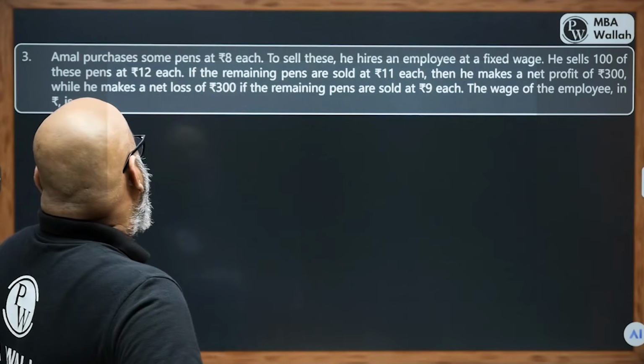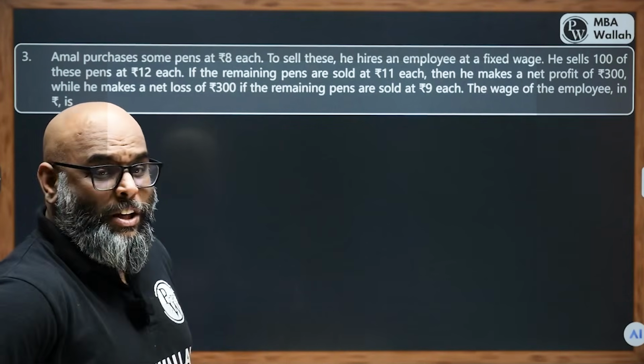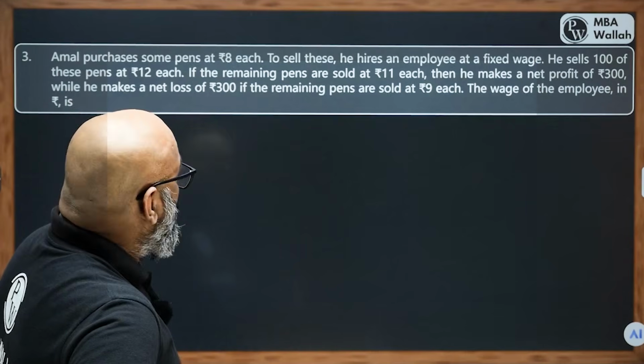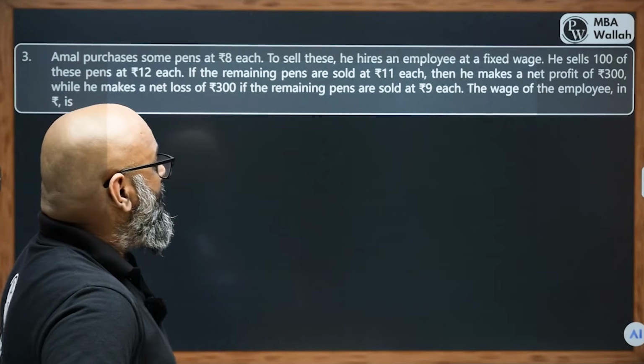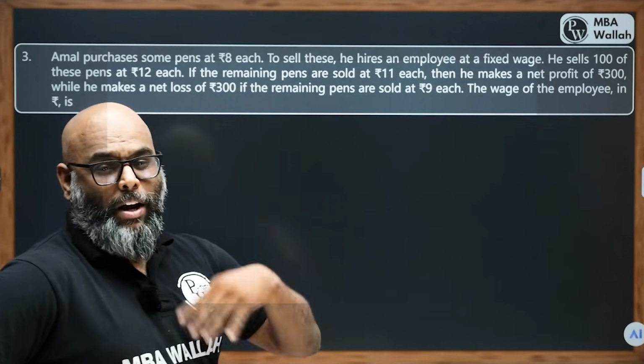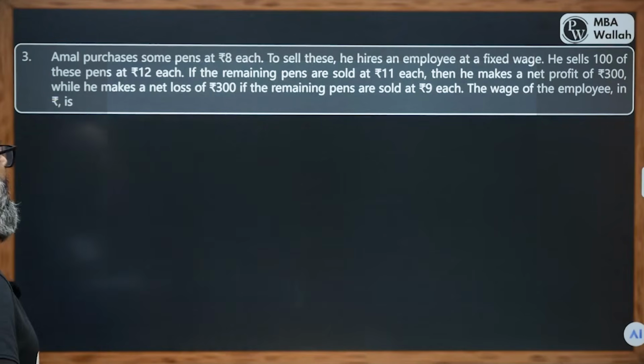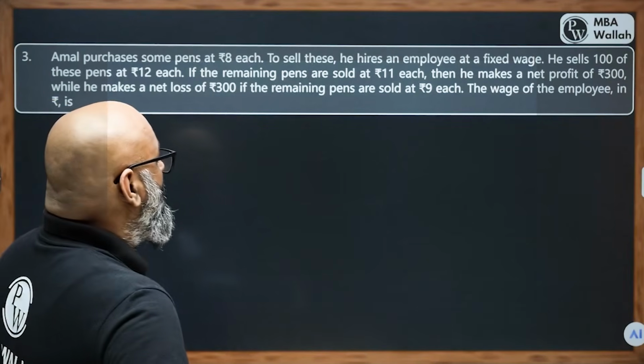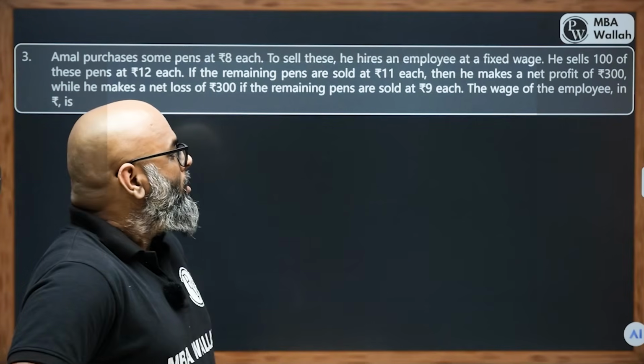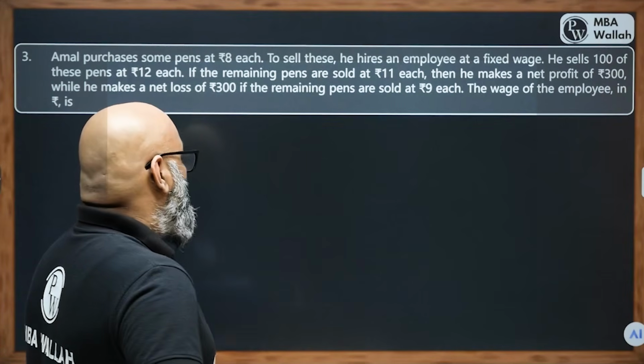He sells 100 of these pens at 12 rupees each. If the remaining pens are sold at 11 each, then he makes a net profit of 300. The total profit will be 300. While he makes a net loss of 300 if the remaining pens are sold at 9 rupees each. The wage of the employee in rupees is.